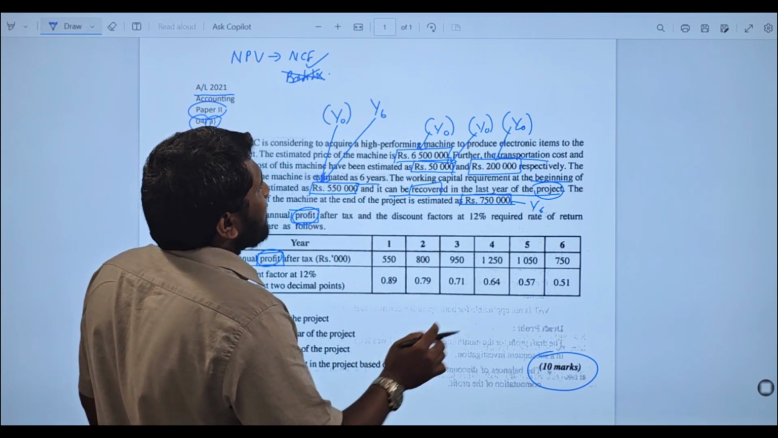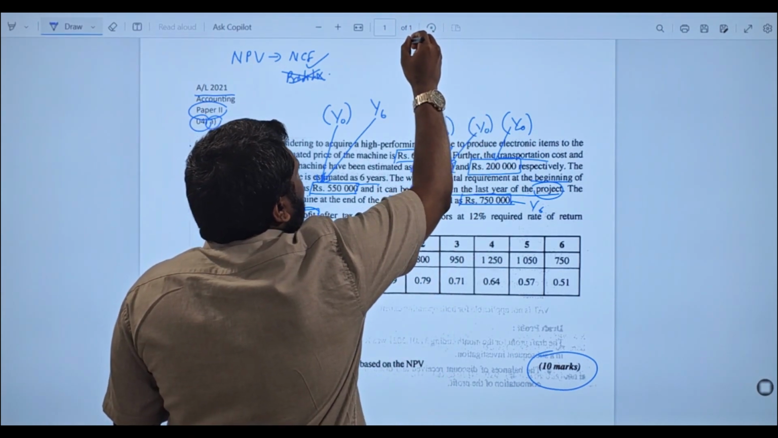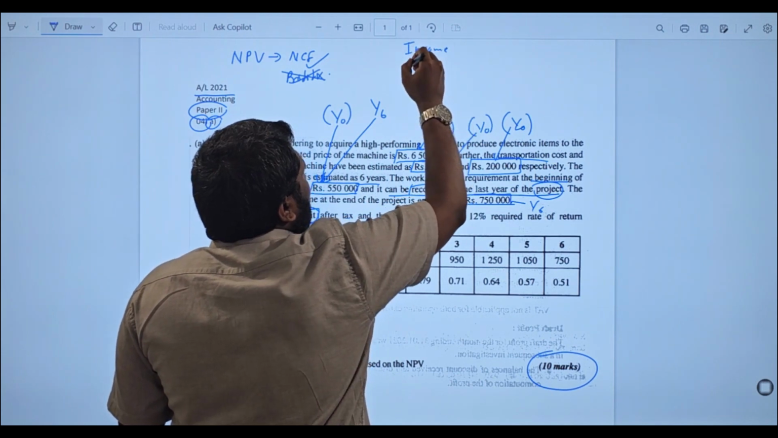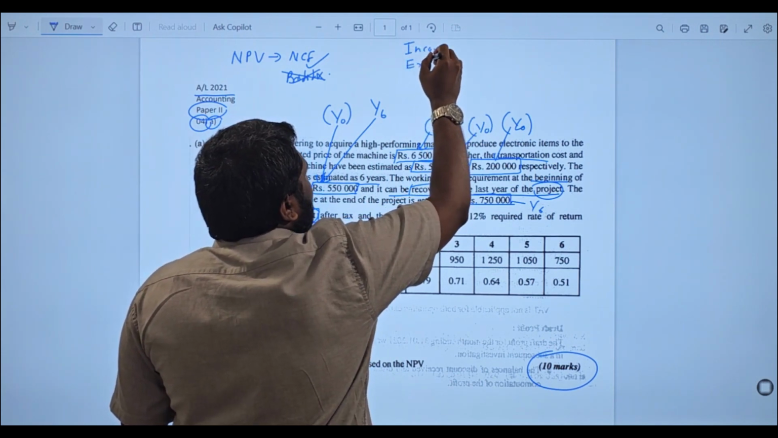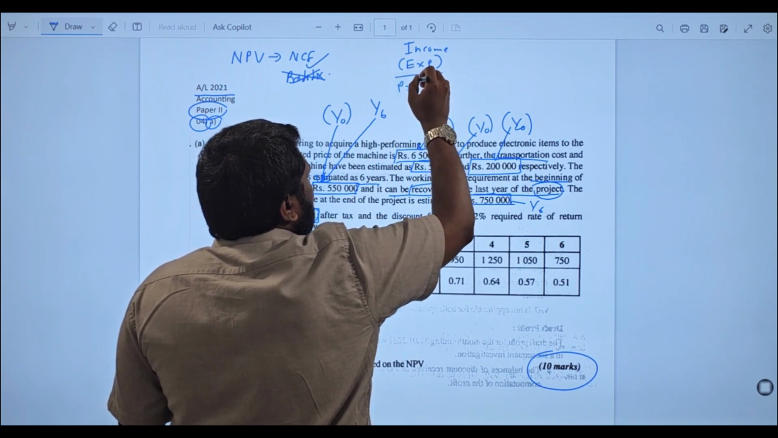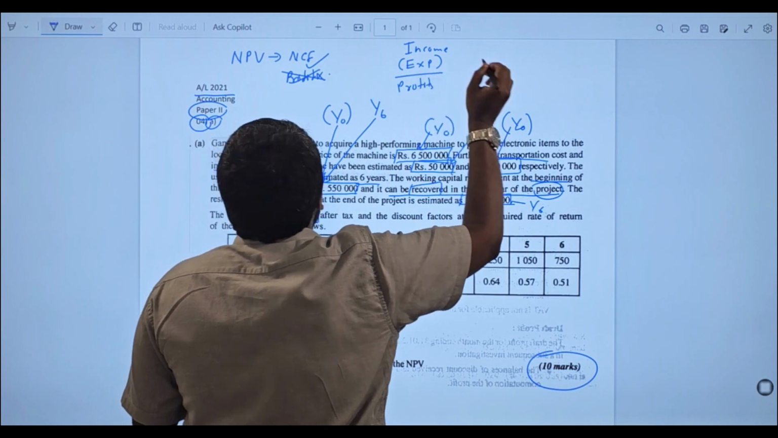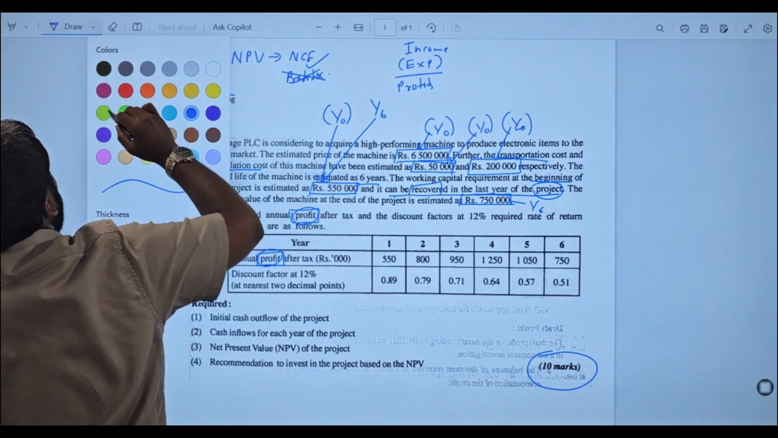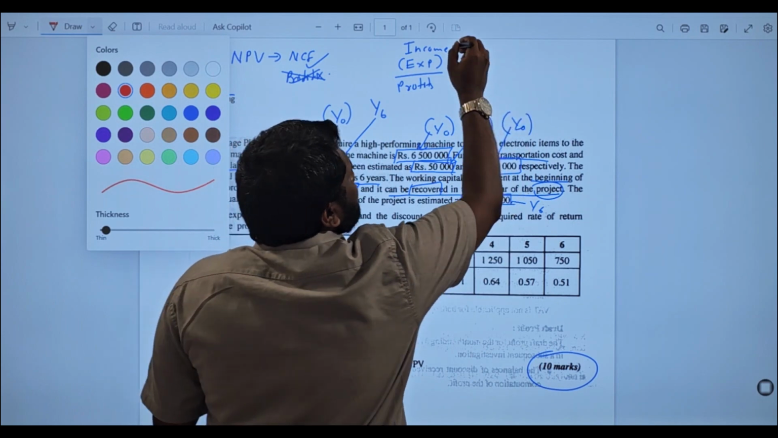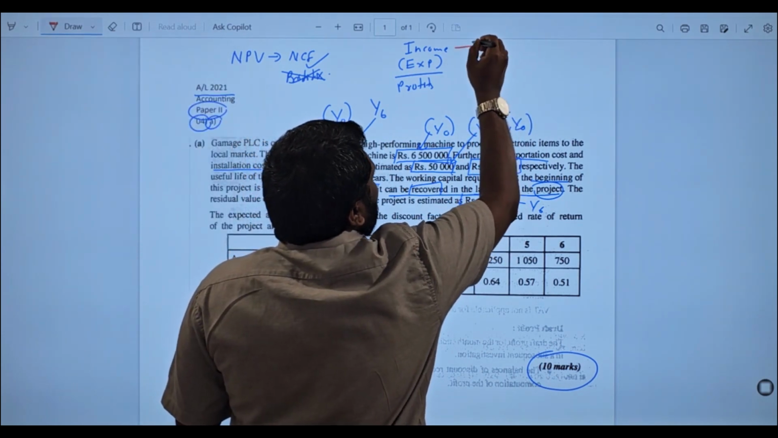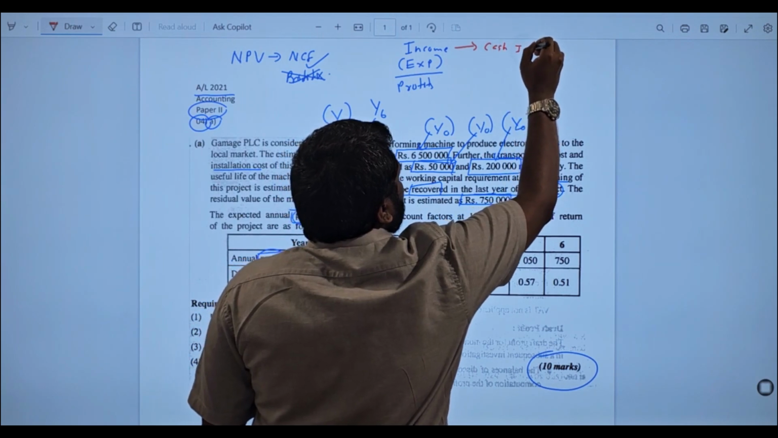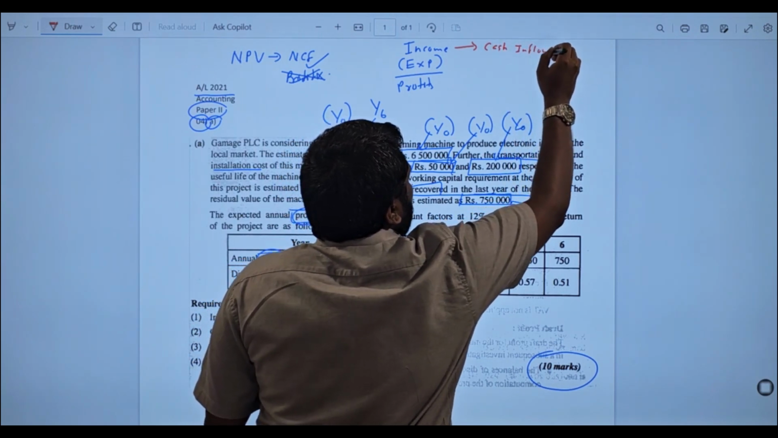Normally, in a business, you have income. From the income, if you deduct all the expenses, you will get the profits. Normally, that's how it happens. Let me change the color. Assume all your income is cash. If it is cash, you will get cash inflows because it's income.